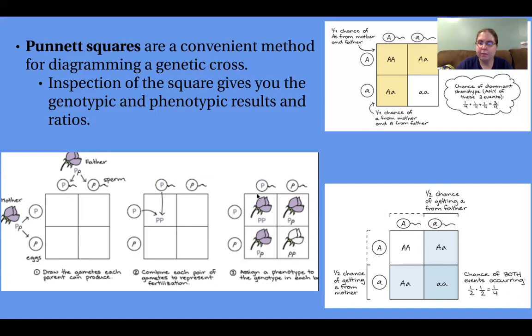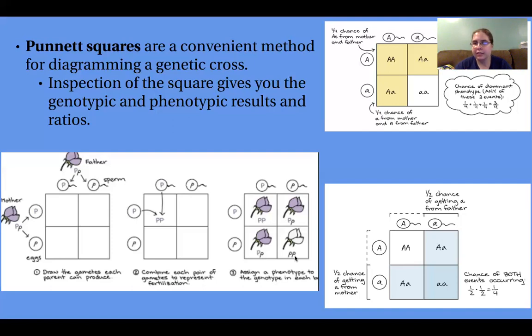1, 2, 3, 4, 1/4 or 25% chance of offspring being big P, big P as their genotype, two out of four, or one half possibility of the offspring having genotype big P, little p, and a 1/4 or 25% chance of being little p, little p as your genotype.